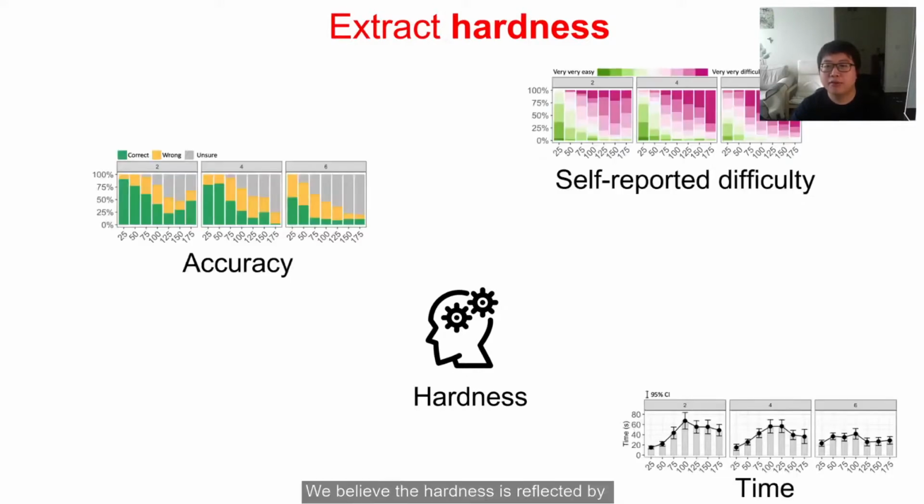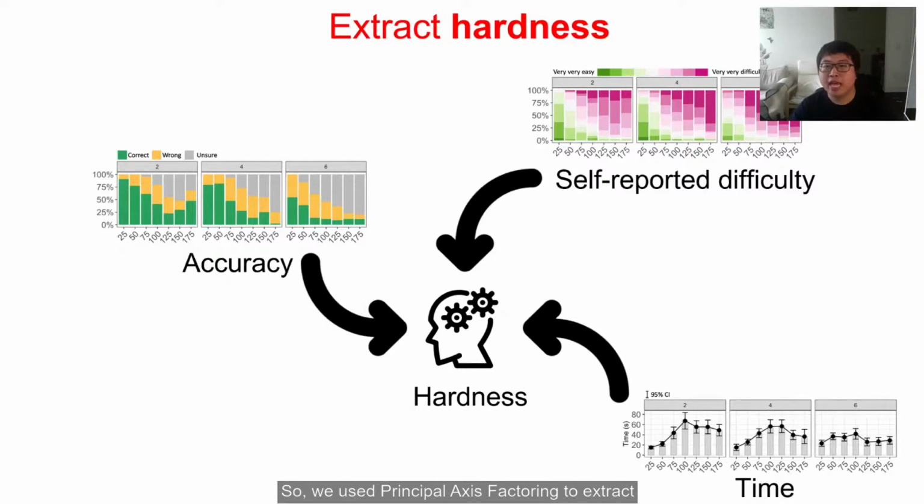We believe the hardness is reflected by the traditional measures, that is accuracy, self-reported difficulty, and time. One way is to extract a latent variable behind them. So we use the principal axis factoring to extract the hardness from the three traditional measures. Next, we are going to look at the relationship between hardness and the physiological measures.